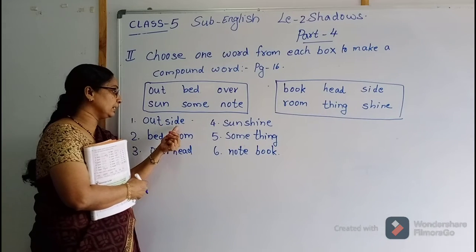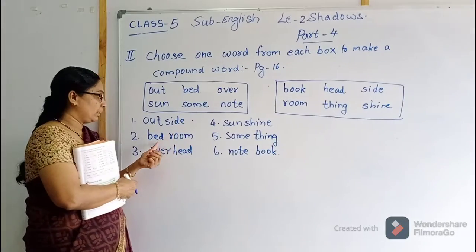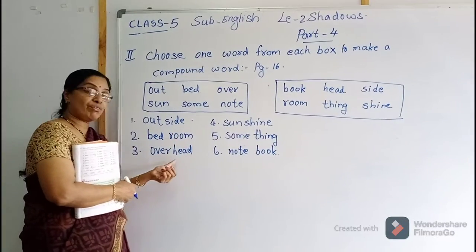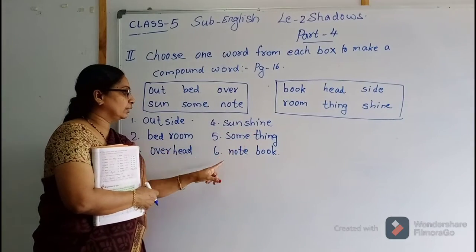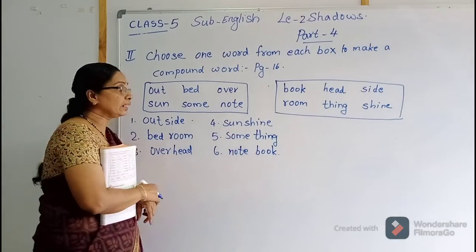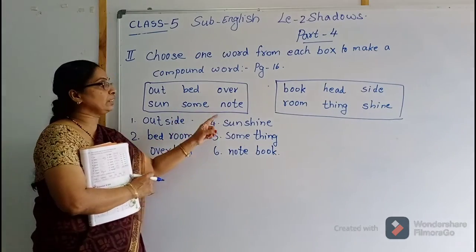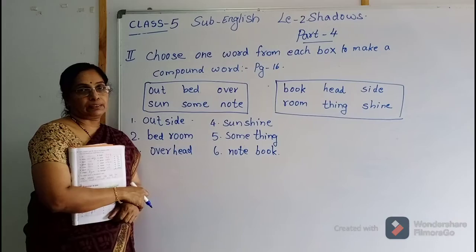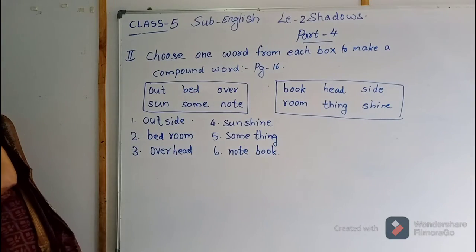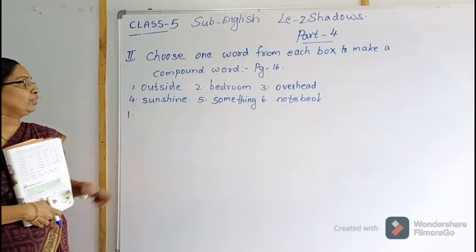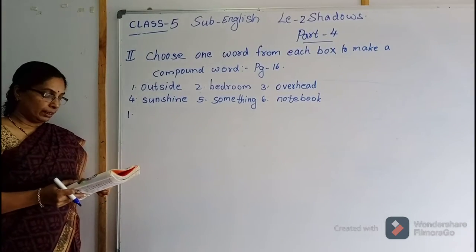Outside, 2 words are there, getting one meaningful word. Outside, bedroom, overhead, sunshine, something, notebook. These are the compound words. We joined these two words from each box. Okay, children? We got the 6 compound words here, children.